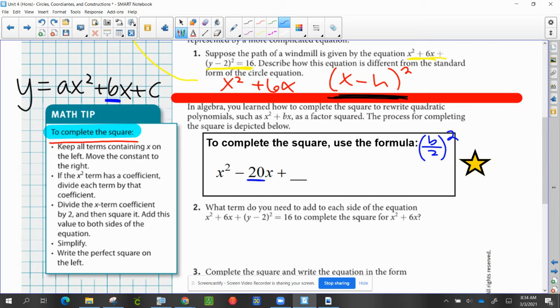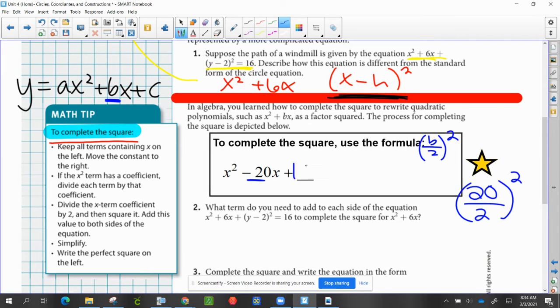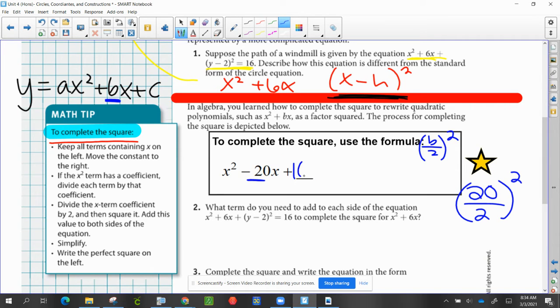But to find the number that completes the square, I would take this 20, cut it in half, so 20 over 2, and square it. Now, I didn't include the sign in there because when I square it, it's going to turn positive no matter what it was. So I kind of just ignore the sign for now. But half of 20 is 10. 10 squared would be 100. So the number that would complete the square is 100. So that's how you find it.